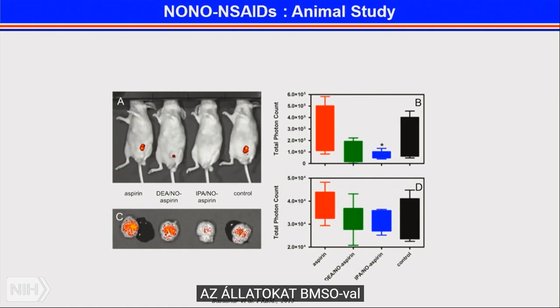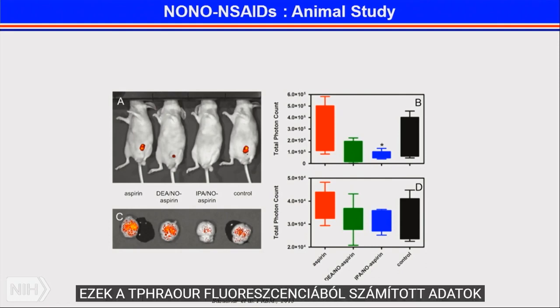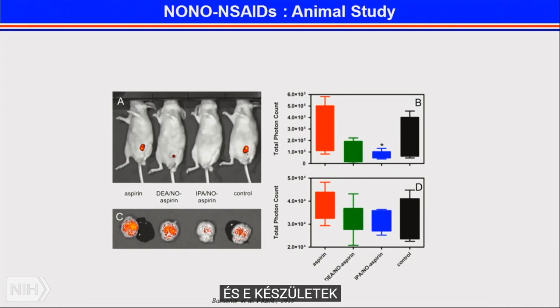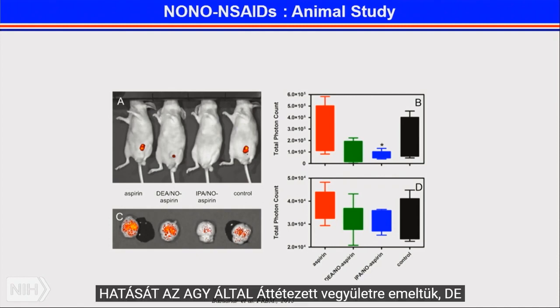Both NO-donating aspirin and the other NO-aspirin significantly reduced the tumor size, the primary tumor size. And we measured the tumor size as well, and this is basically the quantified data from the fluorescence of the GFP tag. And as you can see here, it showed a significant decrease. We also looked at the effect of these compounds on metastasis by imaging the brain, but we did not see a significant effect.